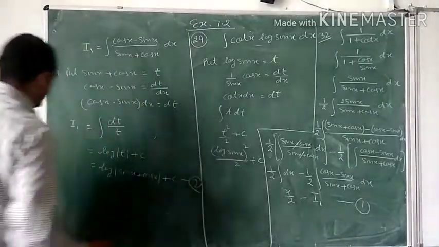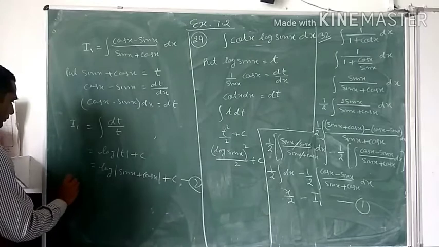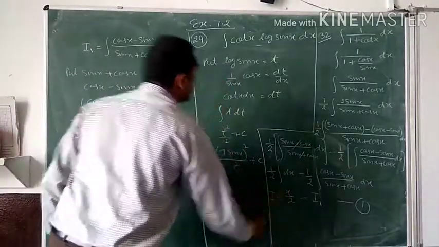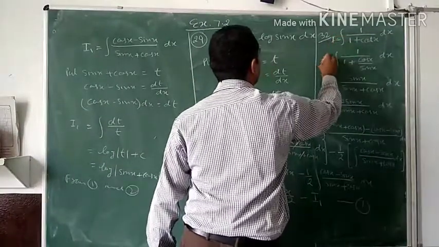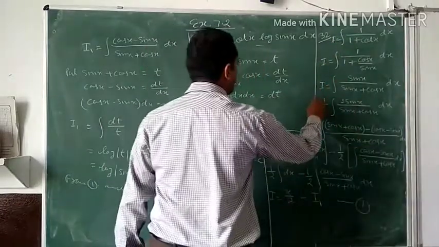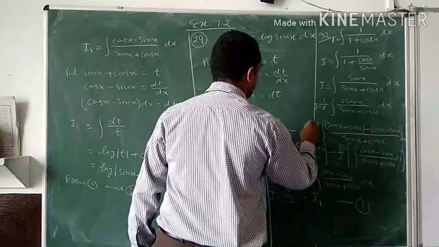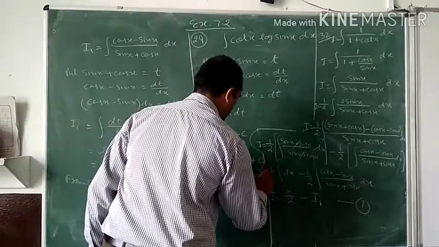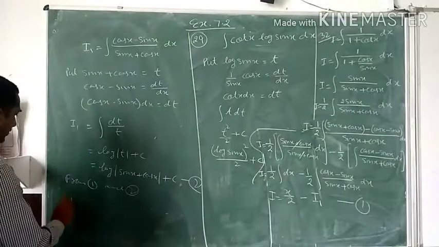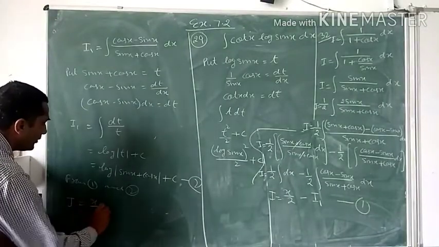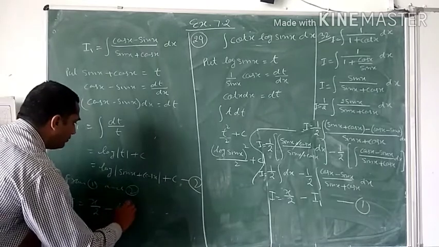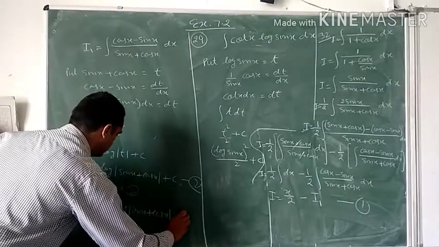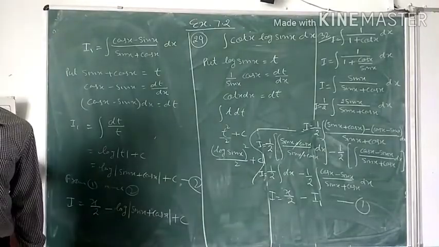Now put this value in equation number 1. From 1 and 2, take it as condition I. Now you have I is equal to x by 2 minus log of sin x plus cos x plus c. So this is the answer of this question.